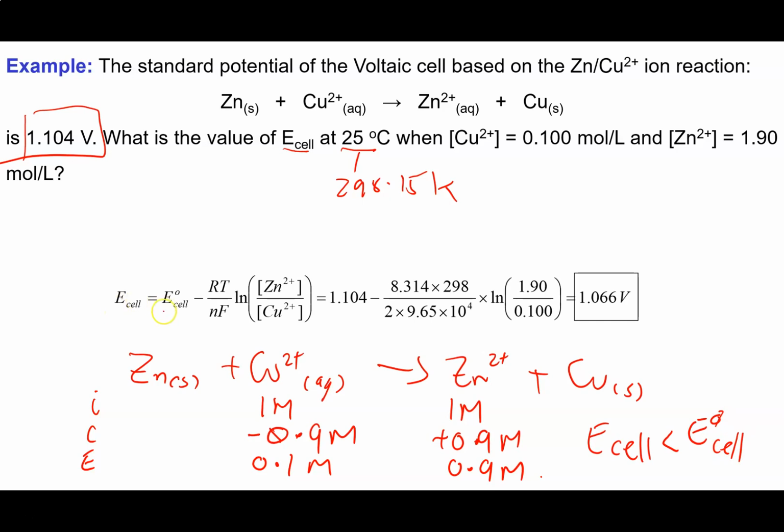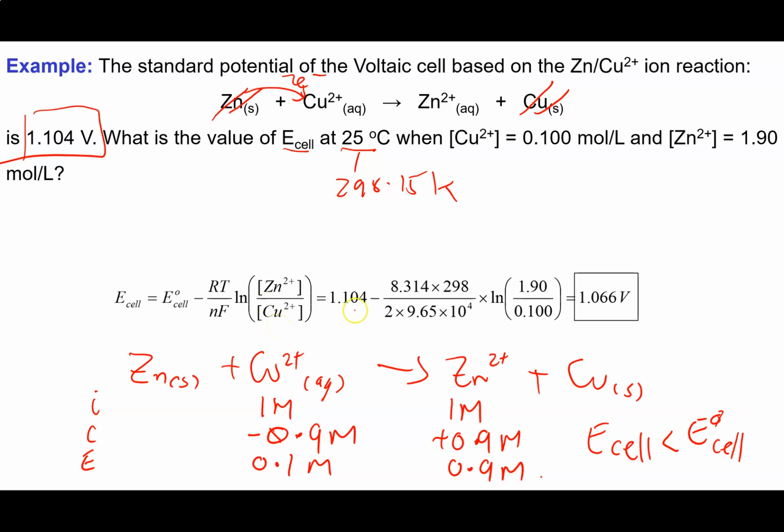So E cell is going to be equal to the standard cell potential minus RT on NF. And in this case, it's 2 electrons that are being transferred, so N will be 2, multiplied by log of the reaction quotient. Remember that solids don't appear in the expression for the reaction quotient, so this will just be our product ion concentration, our zinc 2+ ion concentration, divided by our reactant ion concentration, copper 2+. There we go. So that's our Q.